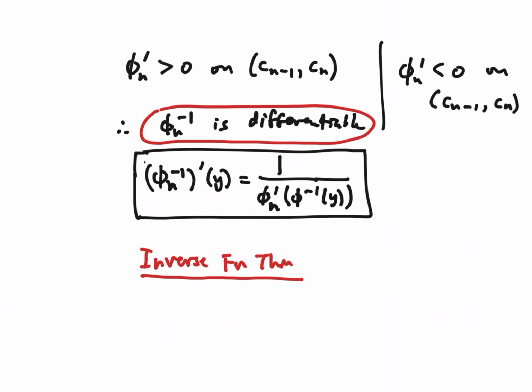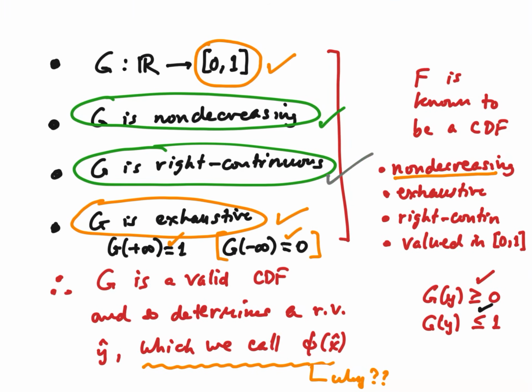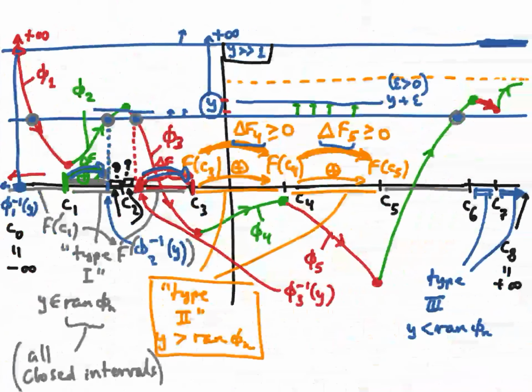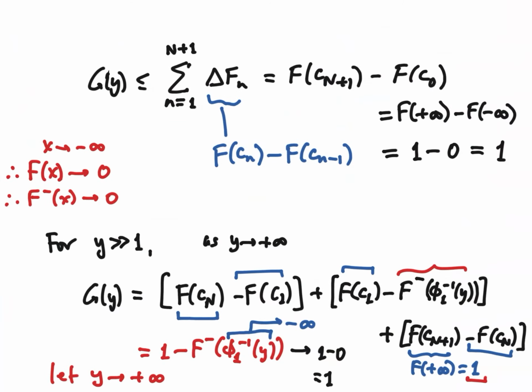Okay, and with that, we've fully checked that indeed this capital G is a valid CDF, and therefore it determines a random variable. That's the random variable that we're calling phi of x hat. Now, where does this formula come from? Already in this picture, you get a clue as to why we would call this phi of x hat, but I'm going to do a formal calculation to show you where this formula comes from.